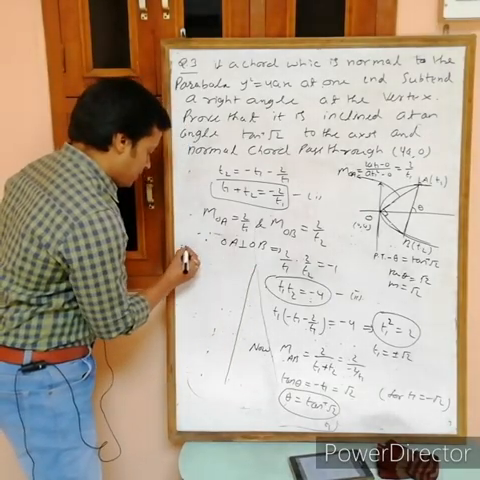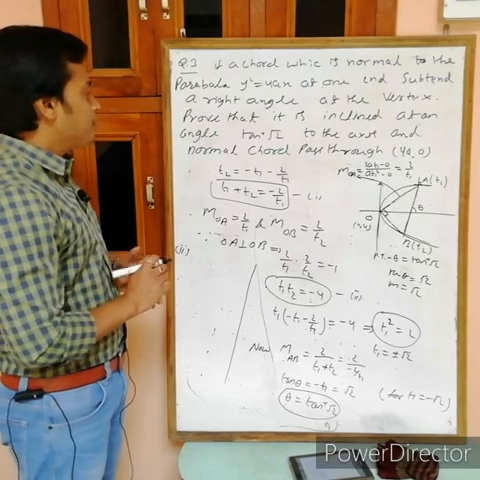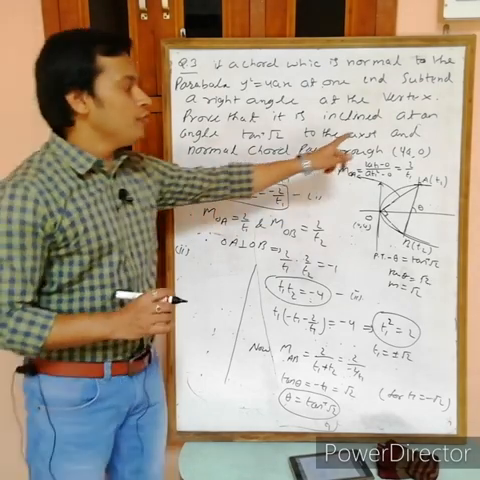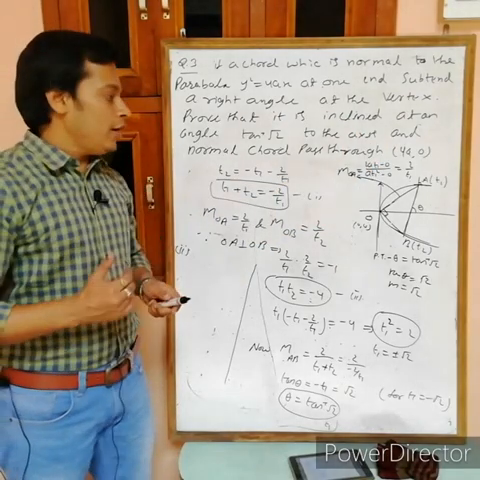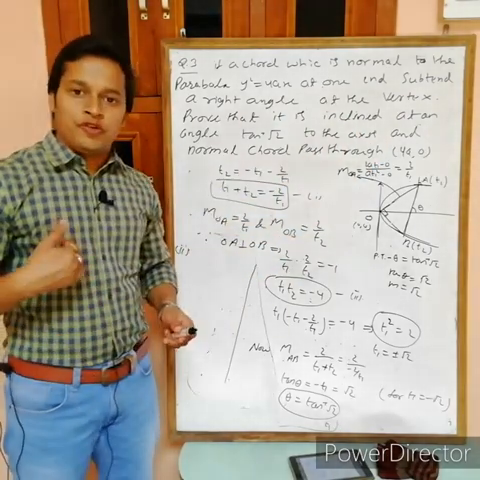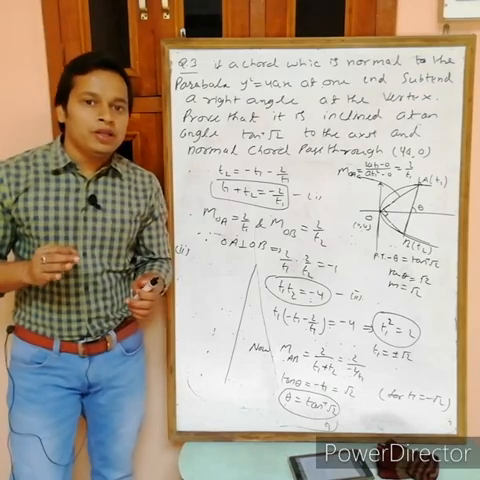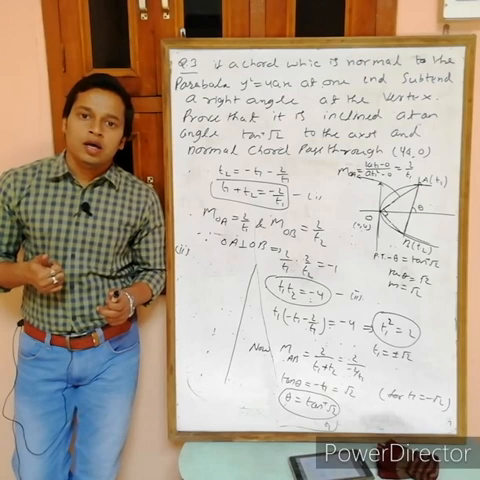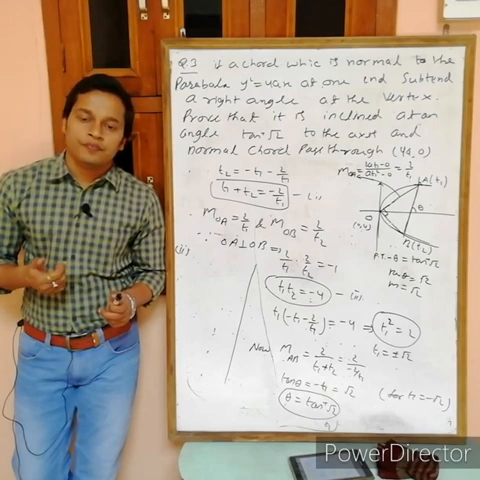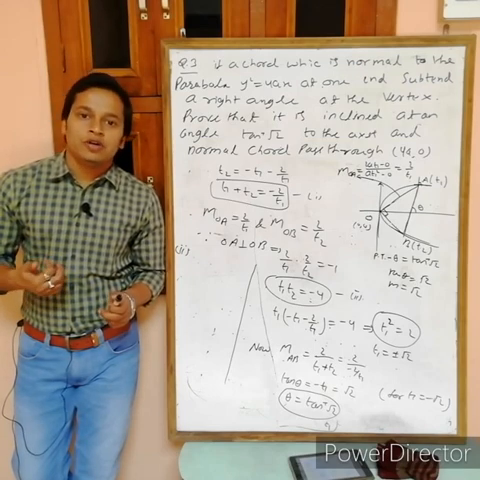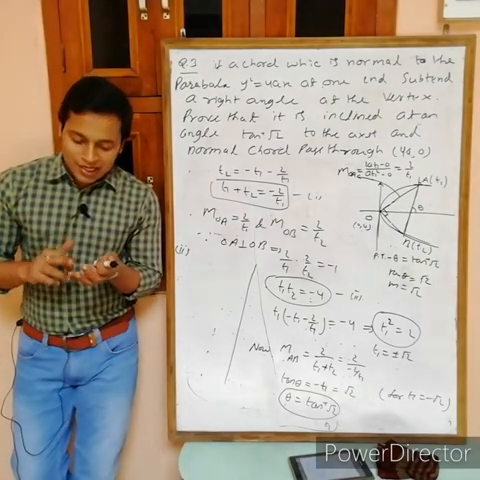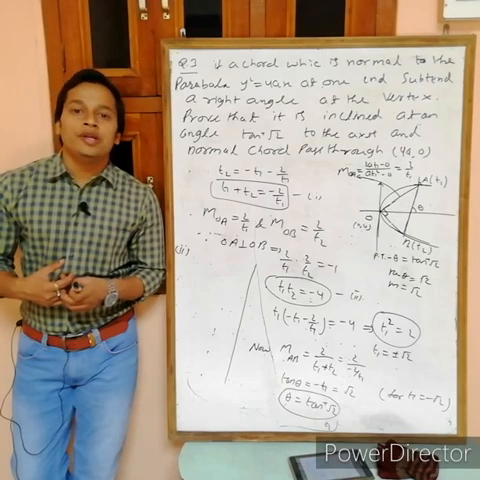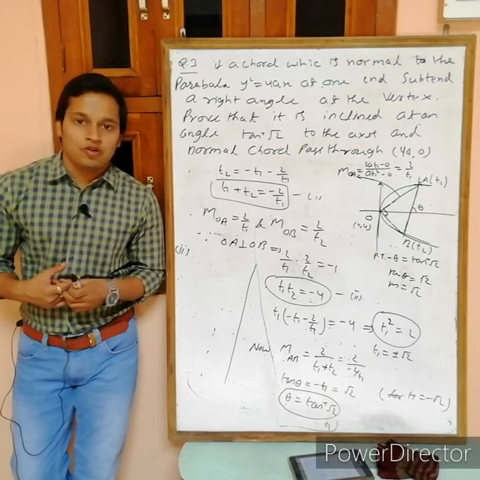Now the second part is that the normal chord passes through 4a comma 0. Now do you remember the condition of any chord passing through c comma 0? Yeah, t1 t2 equals minus c by a. If t1 t2 equals minus c by a, then the chord joining t1 t2 passes through c comma 0.